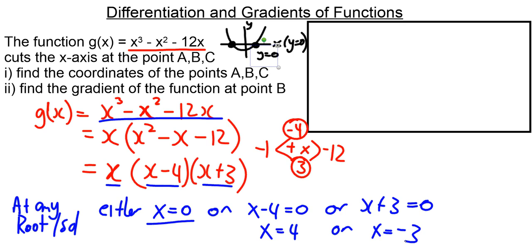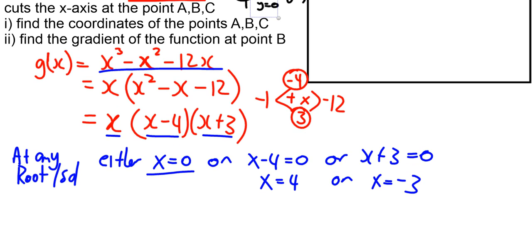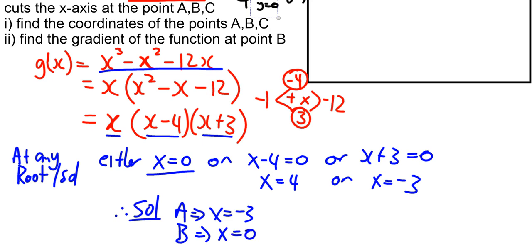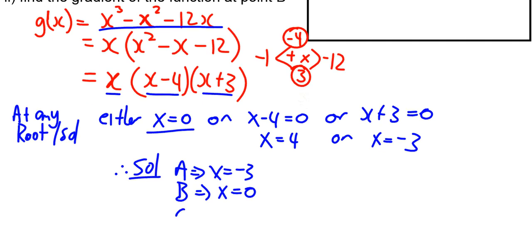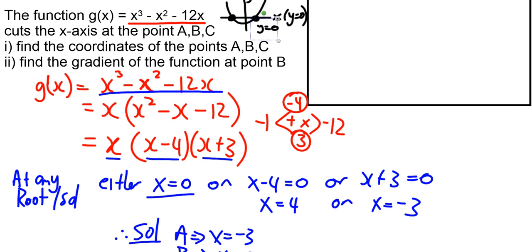So if I now put them in order, I could say the first solution, A, moving from left to right, would be x equals minus 3. The second solution, B, would be x equals 0. And the third solution, C, would be x equals 4. Right, so the first part of the question is done.